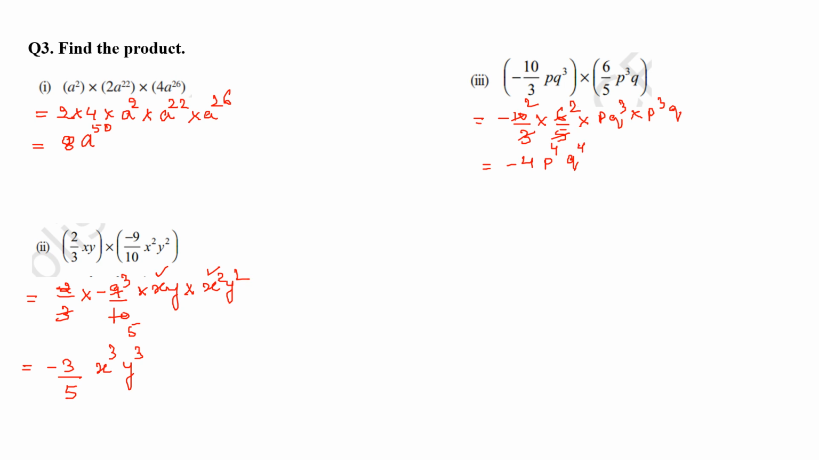Now the last question of question number 3 is x into x square into x cube into x4. Again you can see base is same, isn't it? Base is x. So, and it is multiplication. So you have to use the product law.